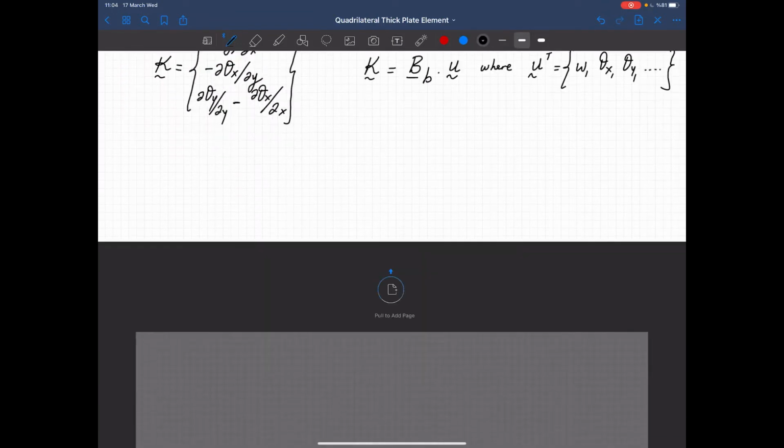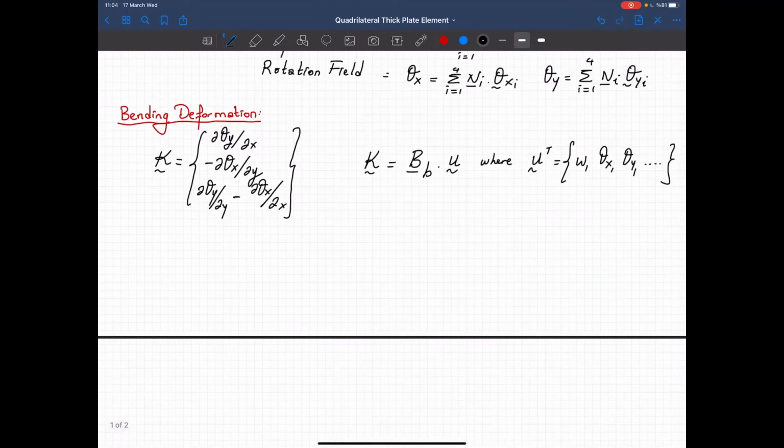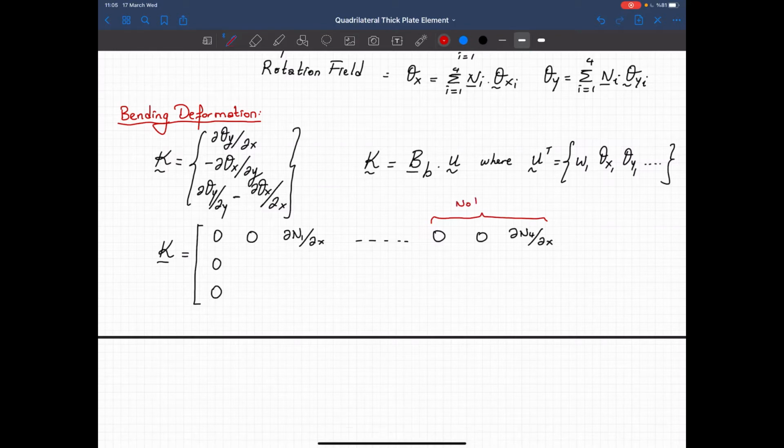So combining these two, you can write it this way, curvatures are equal to, so I'm using these interpolation functions. So there is no relationship with the transverse displacement. The first column will be all 0. The first row, second column, 0, and I got del theta y over del x. Then I have del n1 over del x here. So it will continue, and at the end I got 0, 0, del n4 over del x. And this one is for node 4.